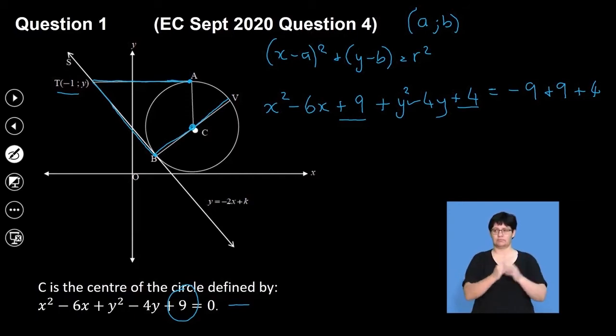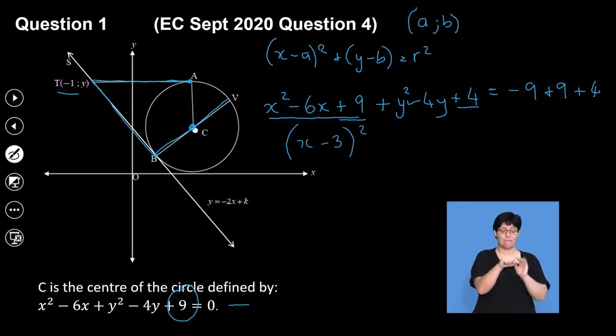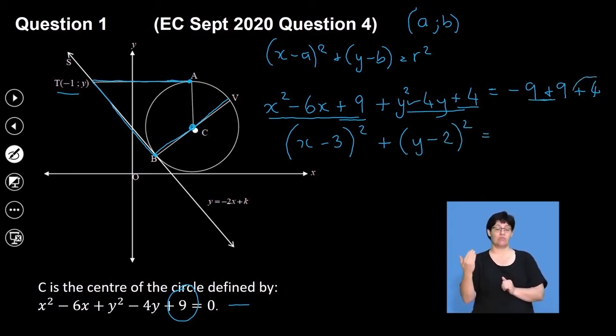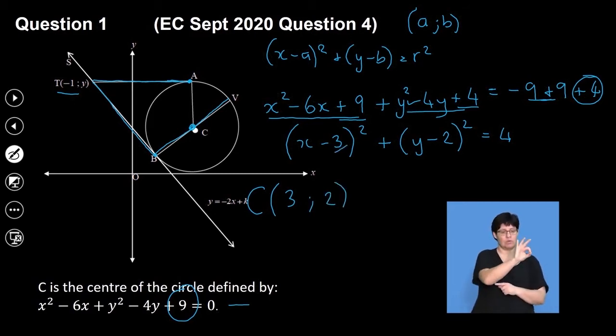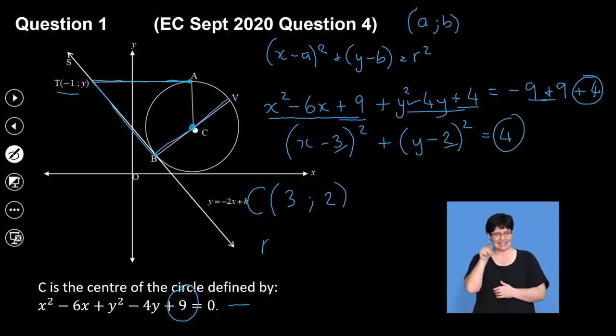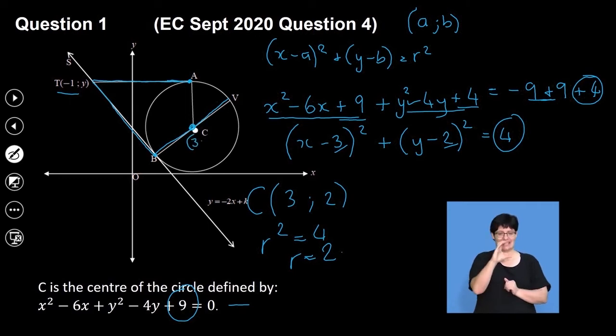So I'm now going to factorize each of these trinomials. This is going to become (x minus 3) squared. This trinomial is going to become (y minus 2) squared. And on the right-hand side, this simplifies to 4. And from here, I can now extract the coordinates of that center. So C now has the coordinates (3; 2), which I get from there and there. And although it hasn't asked me for the radius, I can see from here that the radius squared is equal to 4, which means that the radius is equal to 2. Okay, so C has the coordinates (3; 2).